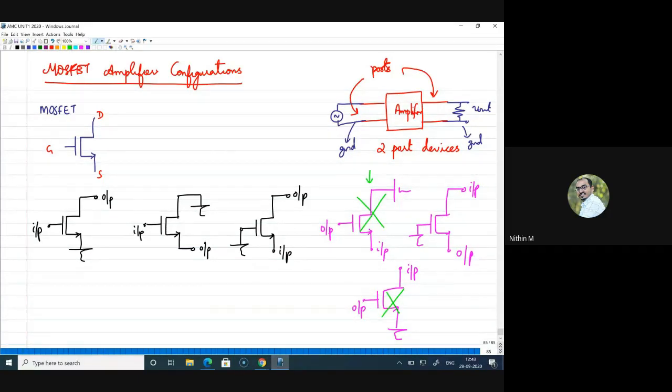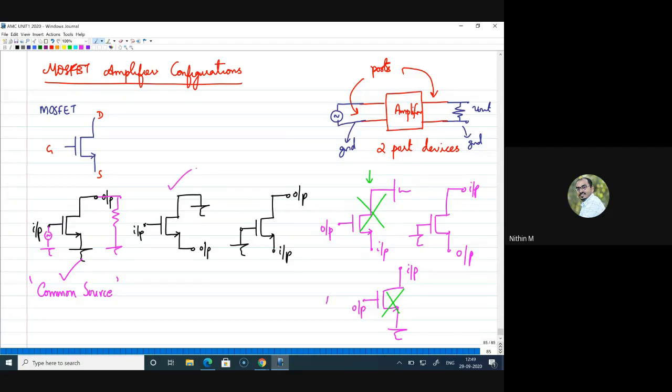Okay, let us check from this side. Giving input to gate and taking output from drain, that is possible, and since source is kept as common, we call this common source configuration. That means the source terminal is common for both input and output. That means we can apply a signal like this, and we can take output from this point. Similarly, in the second case, you can apply input to gate and take output from source, and drain can be common.